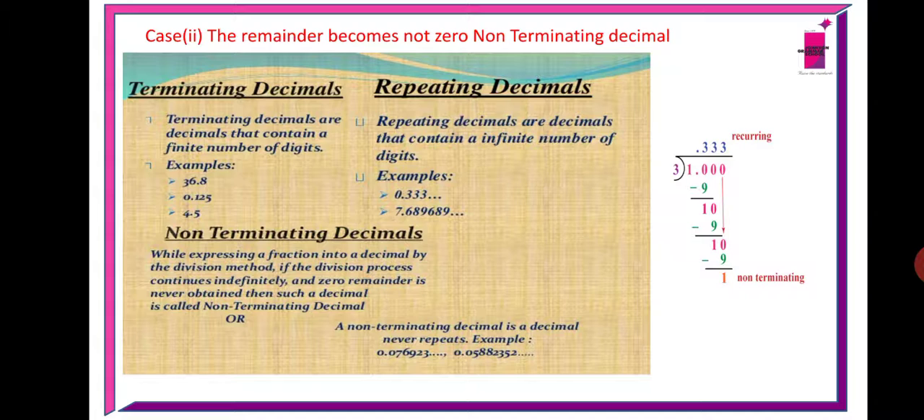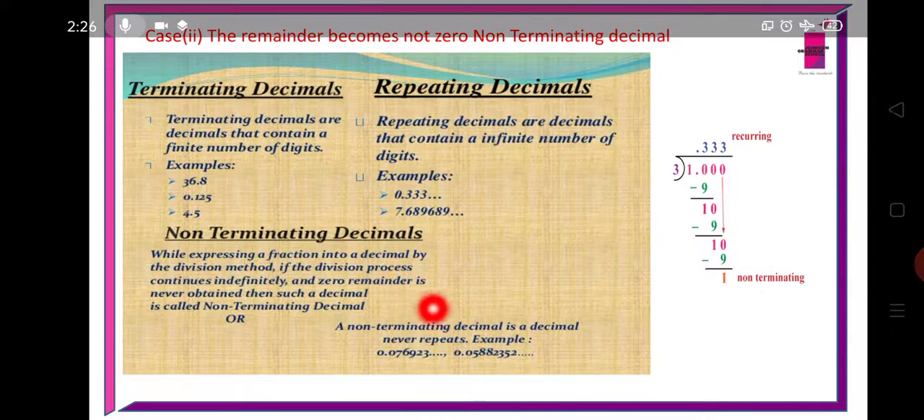You can see an example. 1 by 3: if I divide, I get 0.333. It's repeating and the remainder is not terminated. It is 1; it does not end with 0. You can see one more example, 0.76923.